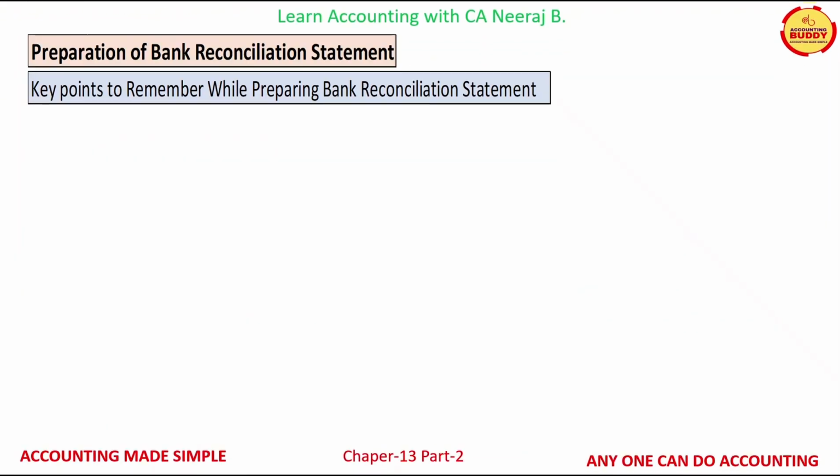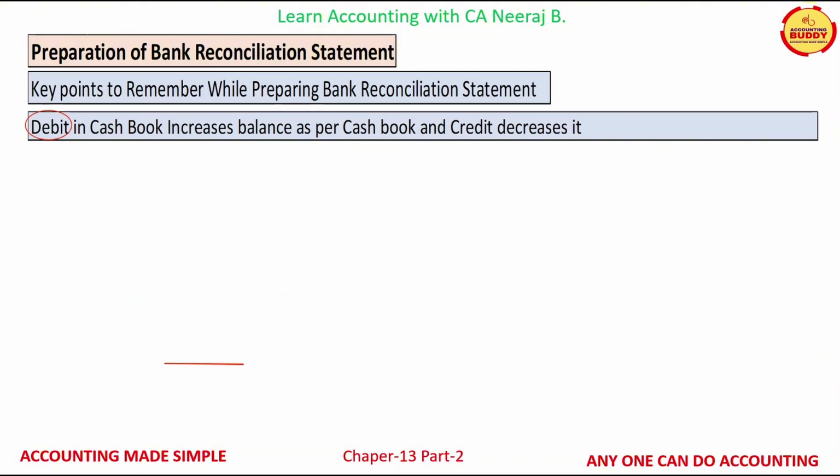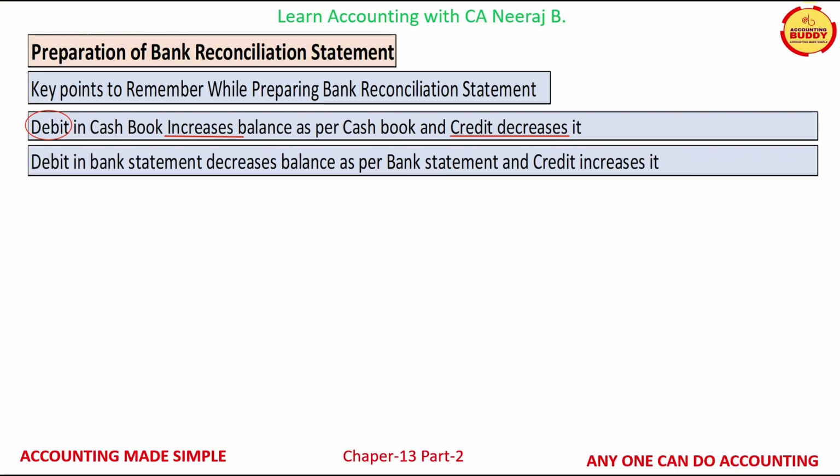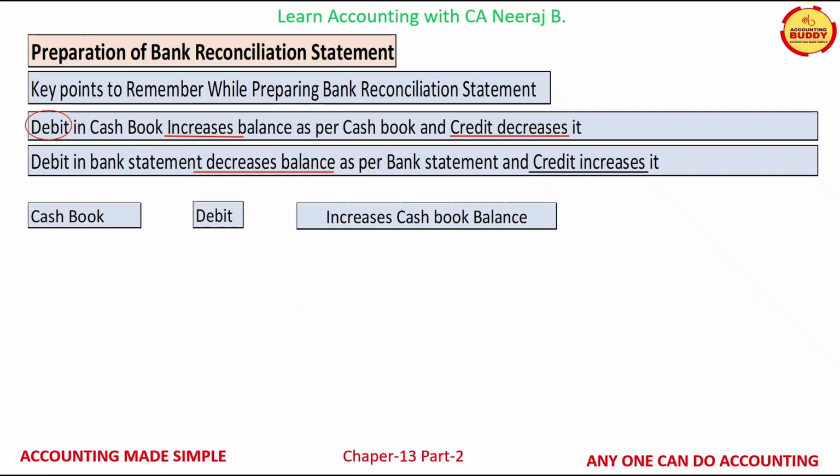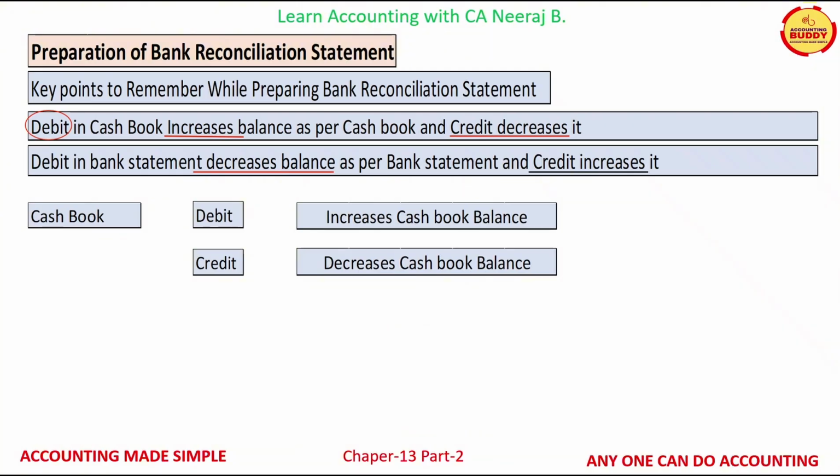Few more points to be remembered while preparing the bank reconciliation statement are: debit in cash book increases balance as per cash book and the credit decreases it. Debit in bank statement decreases balance as per bank statement and the credit increases it. To summarize our understanding, it means when a transaction in cash book is debited, the cash book balance increases, and when a transaction is credited, the cash book balance decreases. All receipts are debited in the cash book and all the payments are credited.